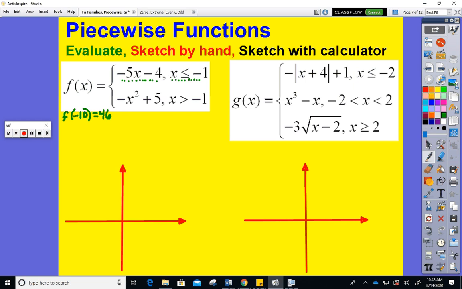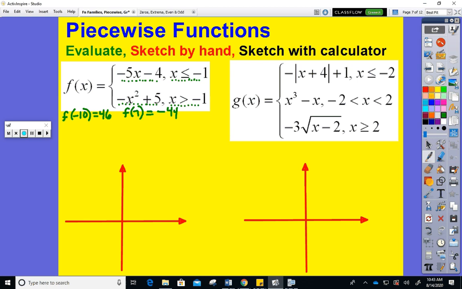Well, if I said, let's evaluate f of 7. Well, again, 7 is an x value that's greater than negative 1. So you're going to plug into the bottom description of y. So I would say, oh, well, 7 squared is 49. Make that negative. So negative 49 plus 5 is negative 44. So I just wanted to remind you how to evaluate piecewise functions.